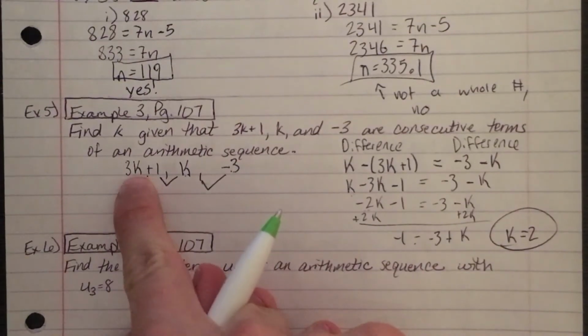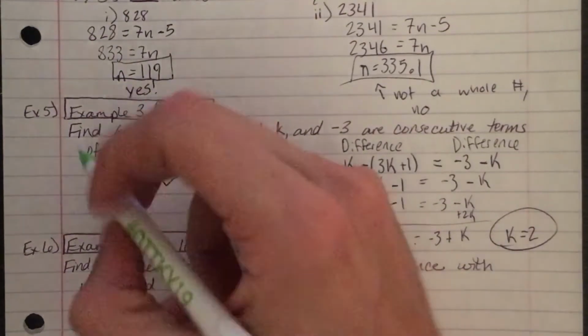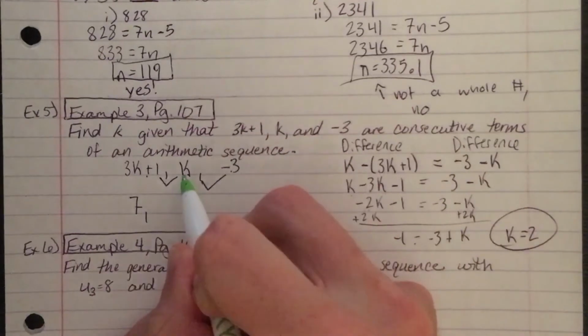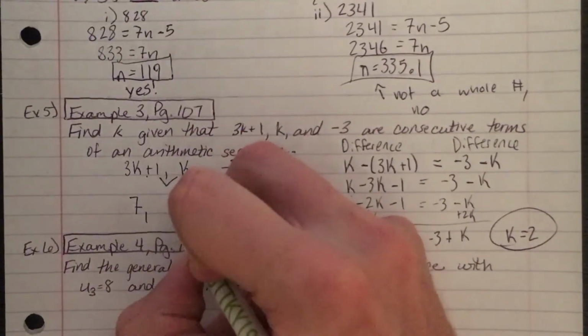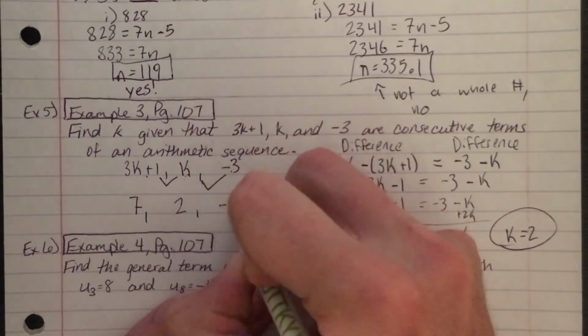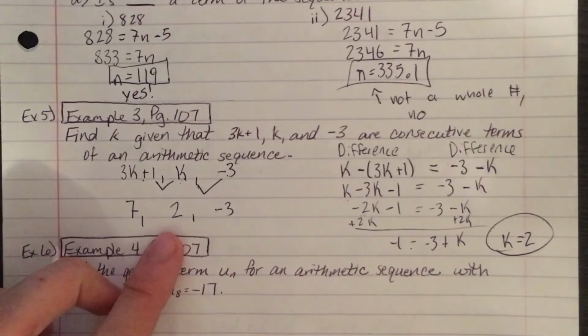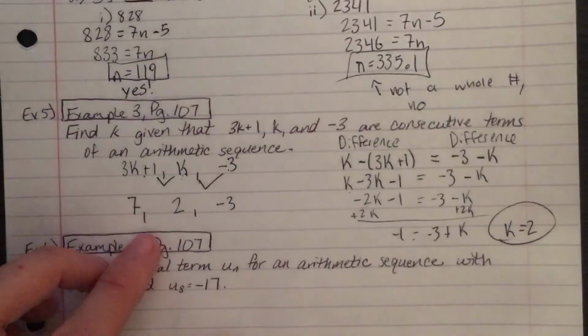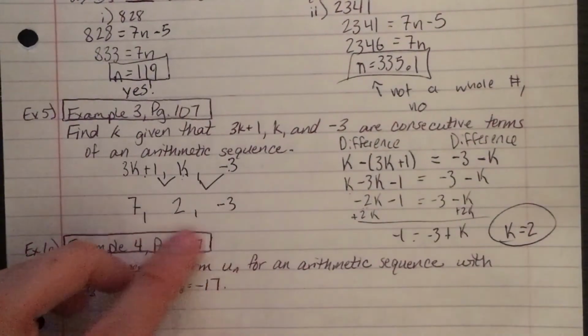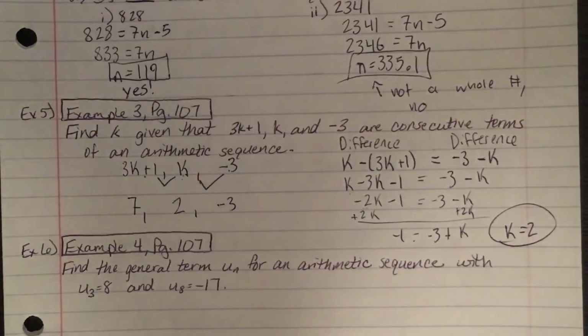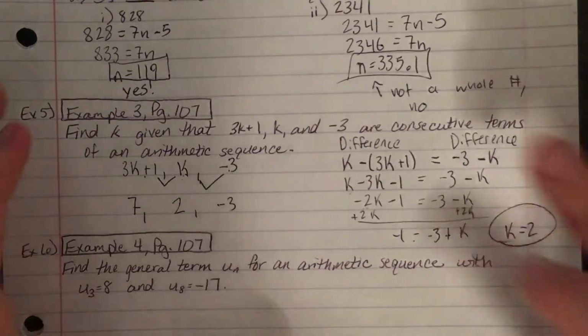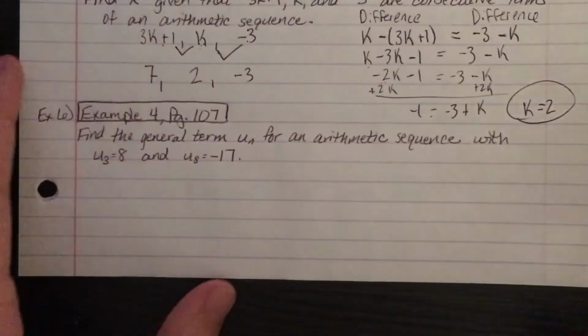And just to make sure that that works, let's substitute 2 in here. So 3 times 2 gives me 6 plus 1, so that term would be 7. This term right here, k is just 2, would be 2, and then -3. You can see that when we substitute that in, we get an arithmetic sequence. It's going down by 5 each time. So that's just a quick little algebra exercise with arithmetic sequences.